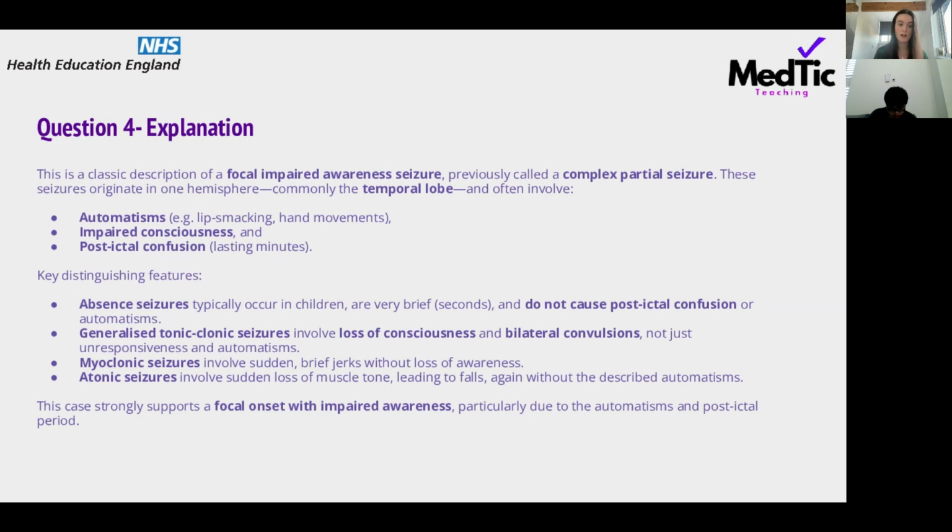A generalized tonic-clonic seizure is kind of the classic TV drama seizure. They involve a full loss of consciousness and bilateral shaking convulsions, and not the automatisms that we've seen. Myoclonic seizures are brief jerking motions without necessarily a loss of awareness. And atonic seizures is where you lose all of your muscle tone all of a sudden, which can lead to falls, and again without automatisms. So it's most likely a focal onset impaired awareness seizure.